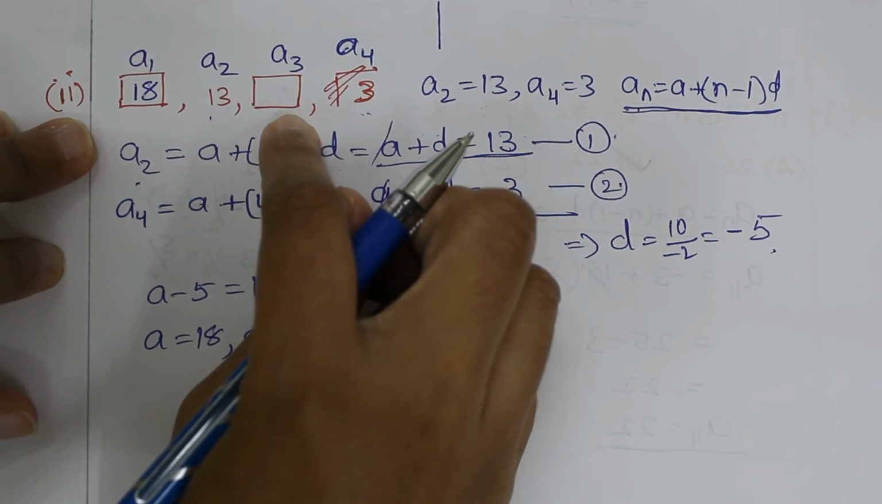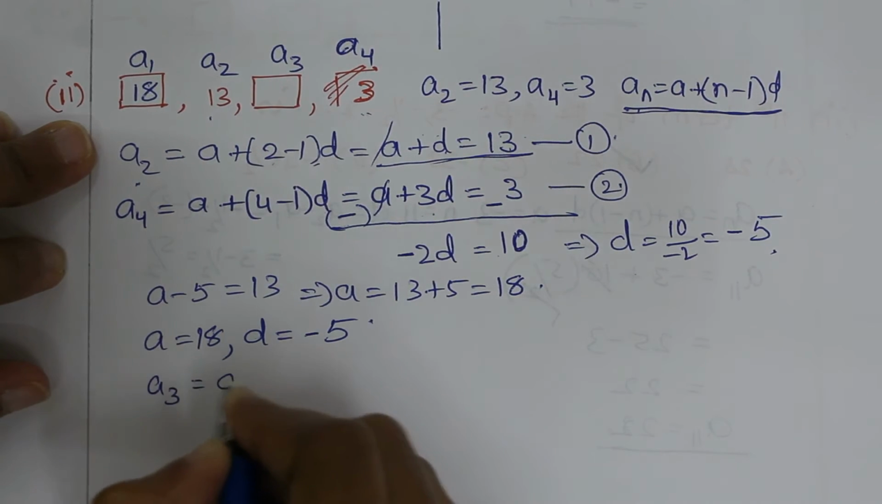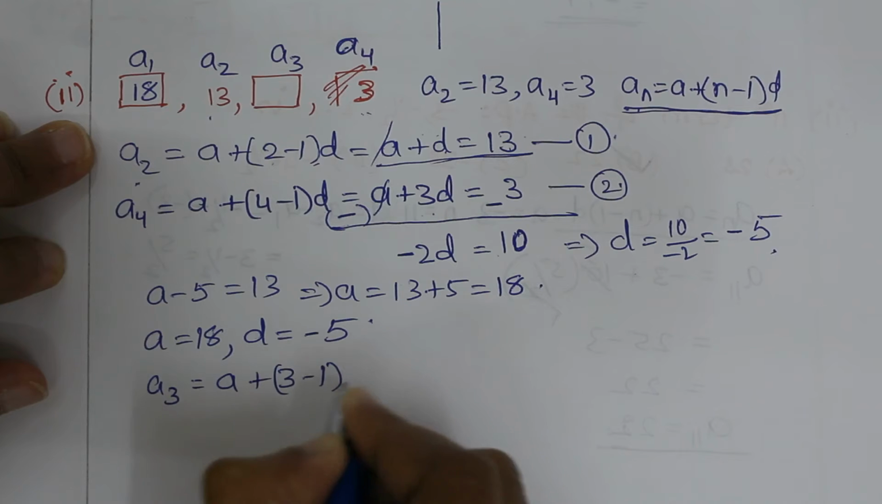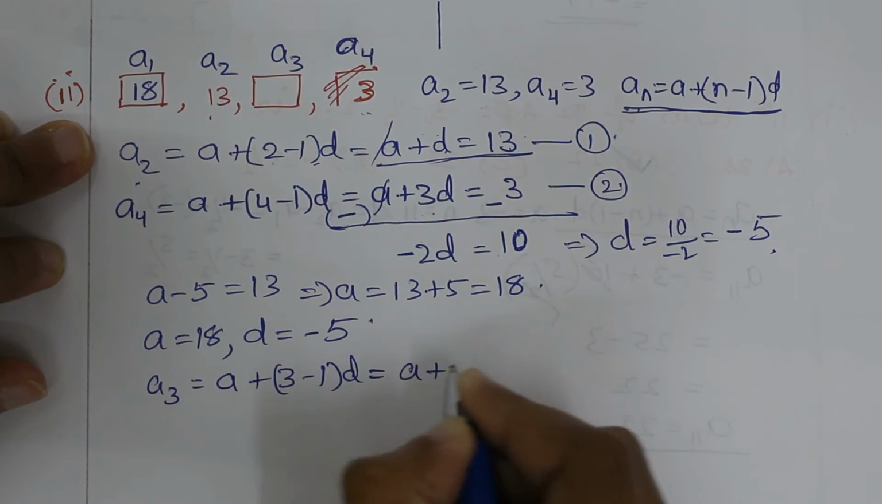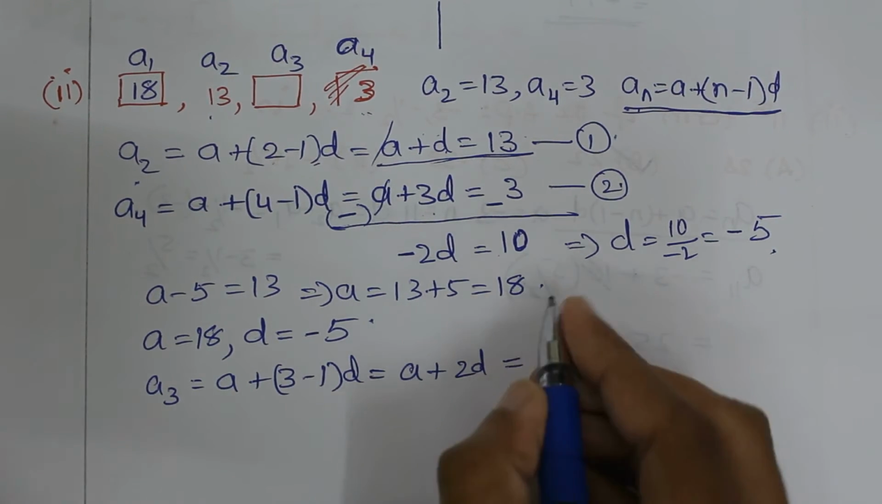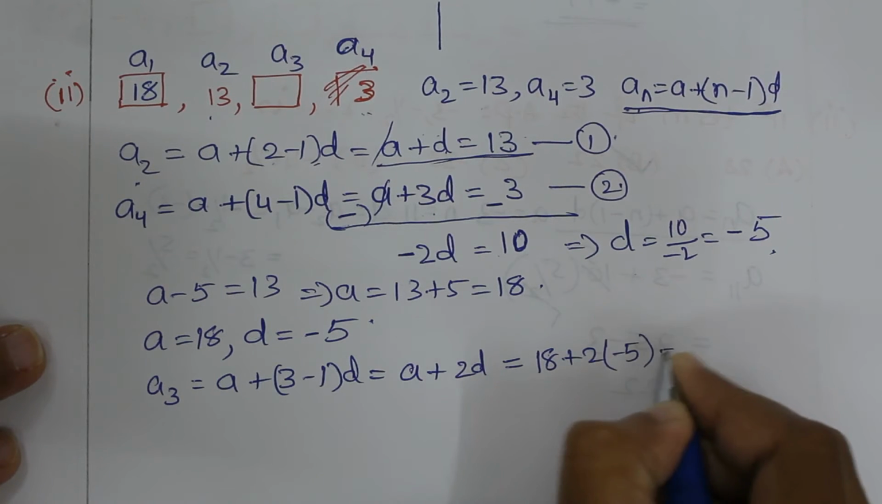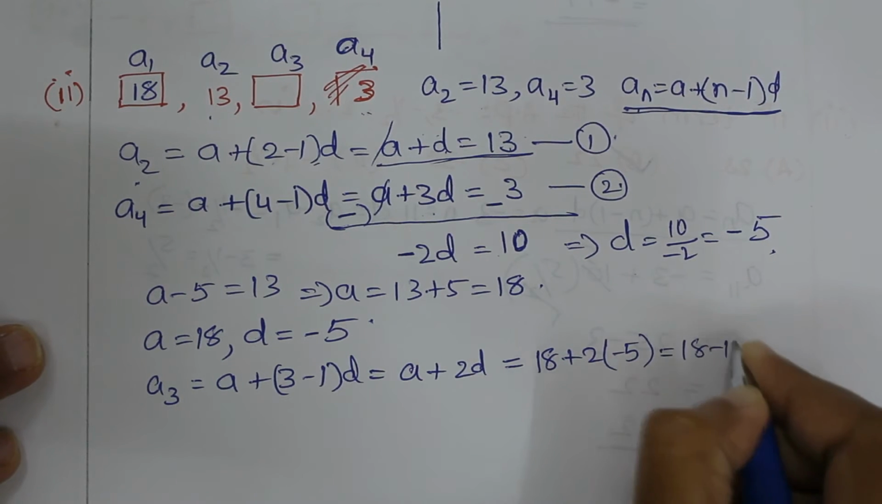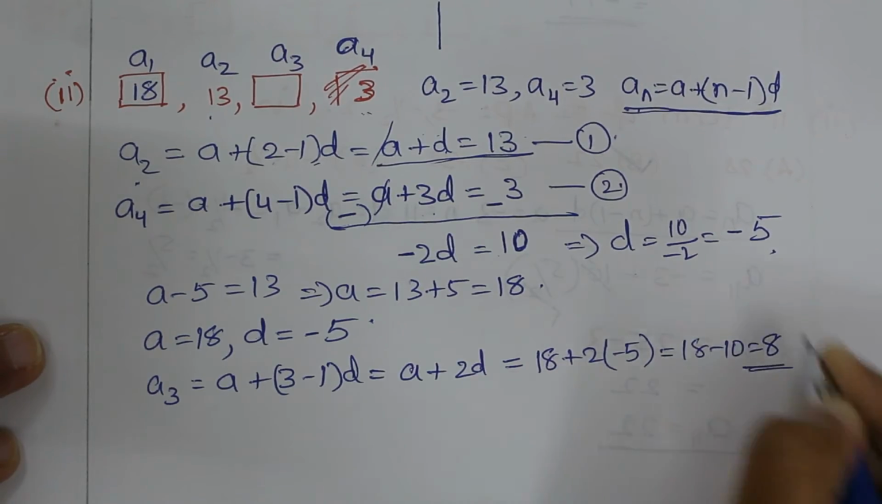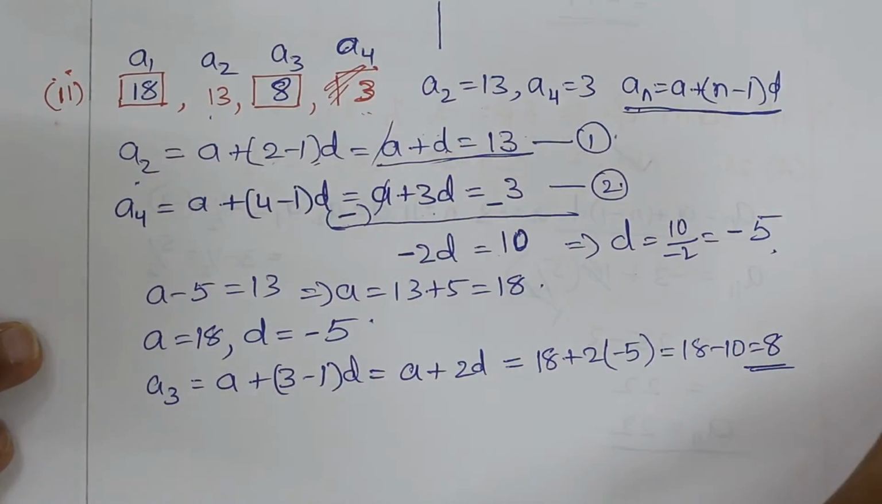Now we have to find out the value of A3. So what is A3? A3 is equal to A plus (3 minus 1) into D, that is equal to A plus 2D. So let's substitute the values here. A is 18 plus 2 into D, which is minus 5. So 18 minus 10 equals 8. So A3 is equal to 8.